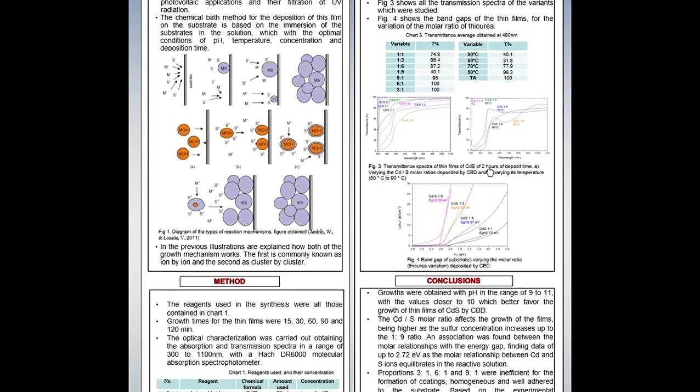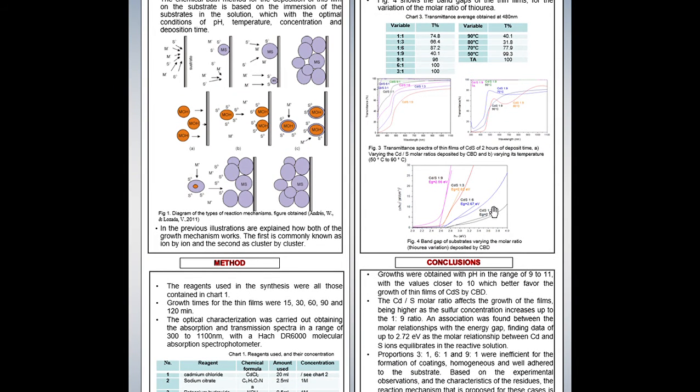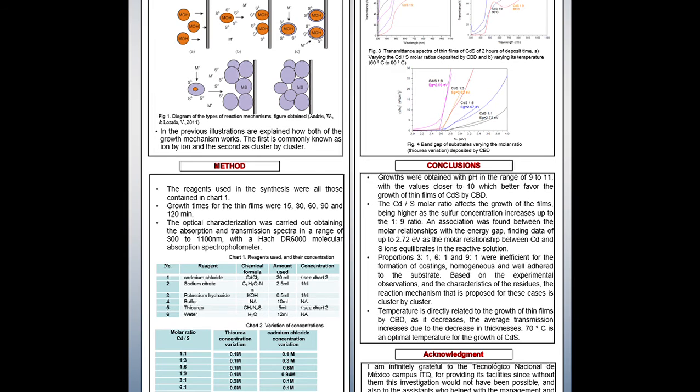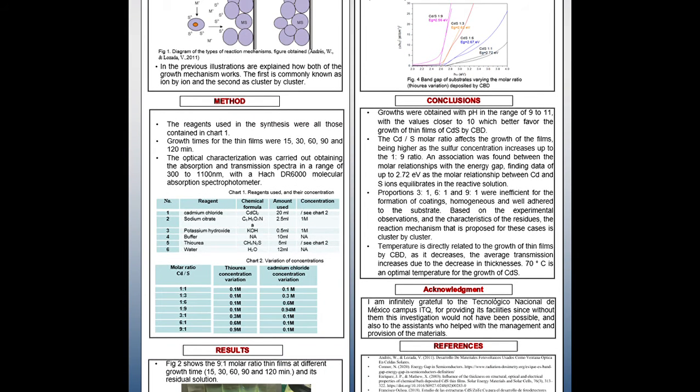Now in the last figure, number 4, the top graph shows the calculation of the energy gap by extrapolating the straight portion of the line of the graph versus the energy of the photon. Now for finishing, the growths obtained with a pH close to 10 favored the better growth of CdS films. An association was found between the molar ratio and the energy gap, finding values up to 2.72 electron volts.